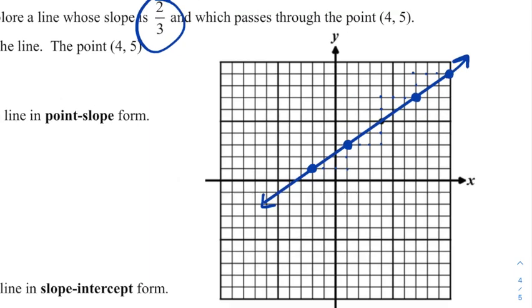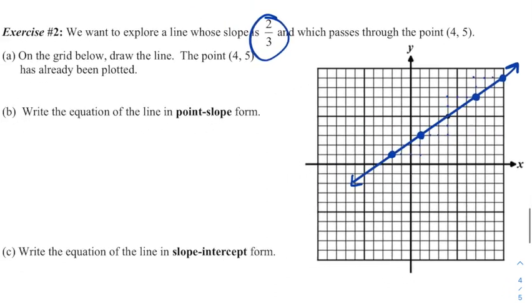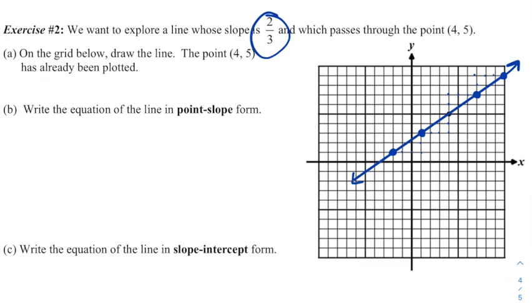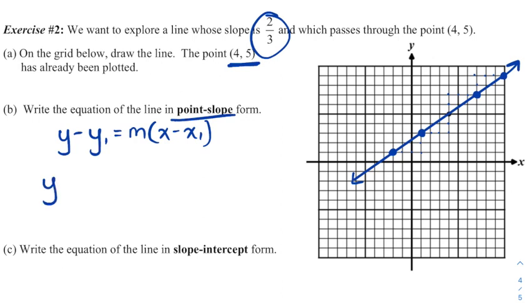All right, so the first part is done. It says write the equation in point slope form. So that's the new one. That's what I think is the easier of the two. Y minus y1 equals m x minus x1. Okay, let me make my substitutions. My point is 4, 5, and my slope is 2/3. Y minus 5 equals 2/3 x minus 4. And we're done.